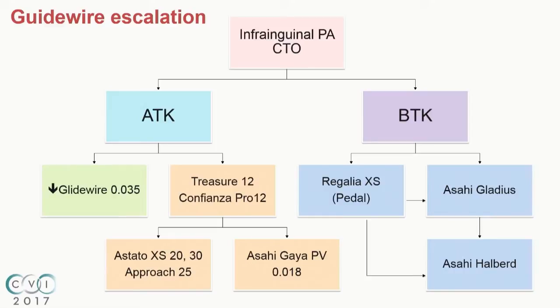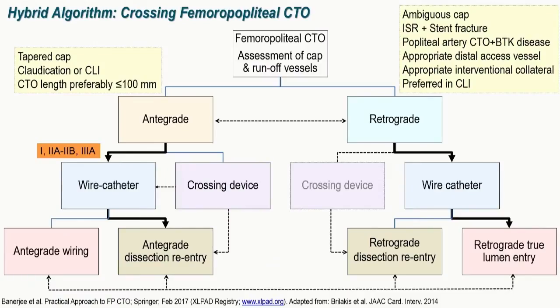A traditional approach would be to use a Treasure 12 and Confianza Pro and then escalate. This is a wire escalation strategy. And in below the knee, a soft wire like a Regalia has been most commonly used in the registry. Now, we also heard some of our speakers before me indicate some features where they would prefer one approach over another.